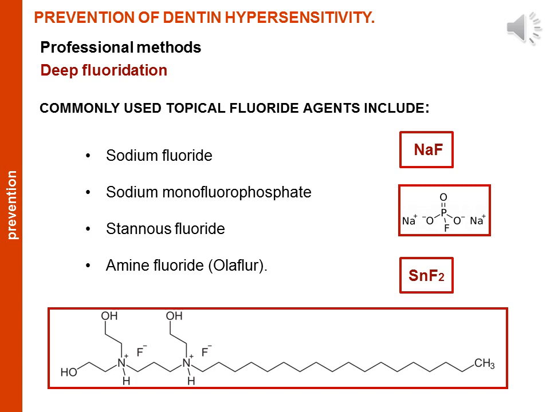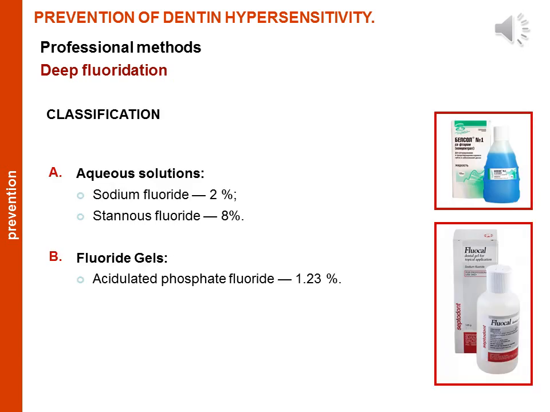Commonly used topical fluoride agents include sodium fluoride, sodium monofluorophosphate, stannous fluoride, and aminofluoride, Olaflur. Classification of deep fluoridation drugs. Aqueous solutions: sodium fluoride 2% and stannous fluoride 8%.